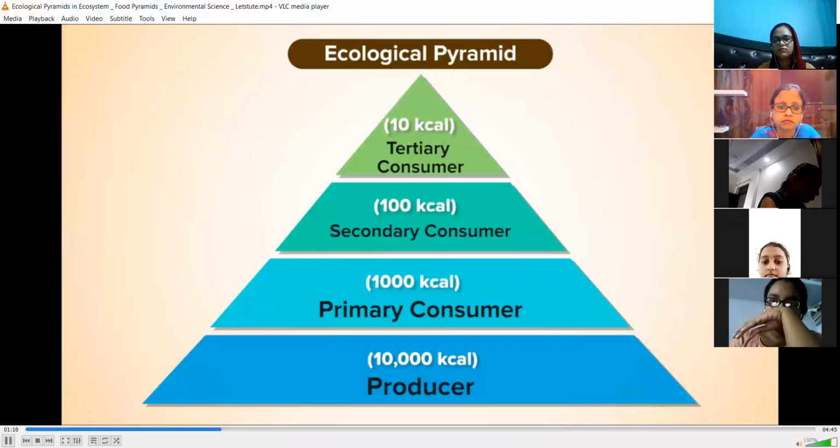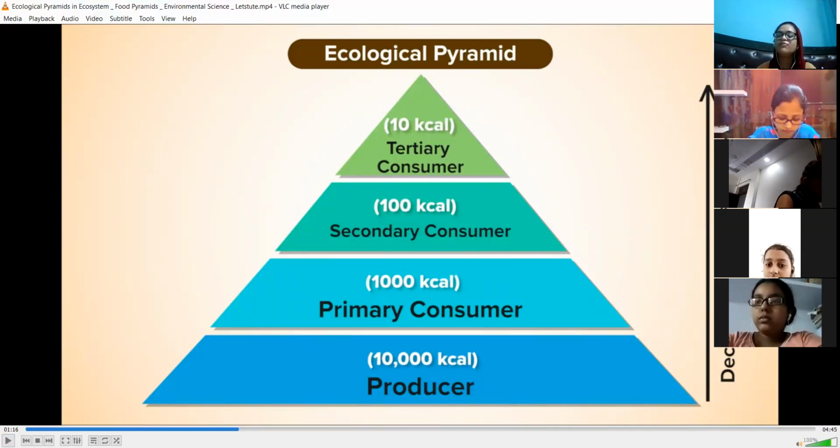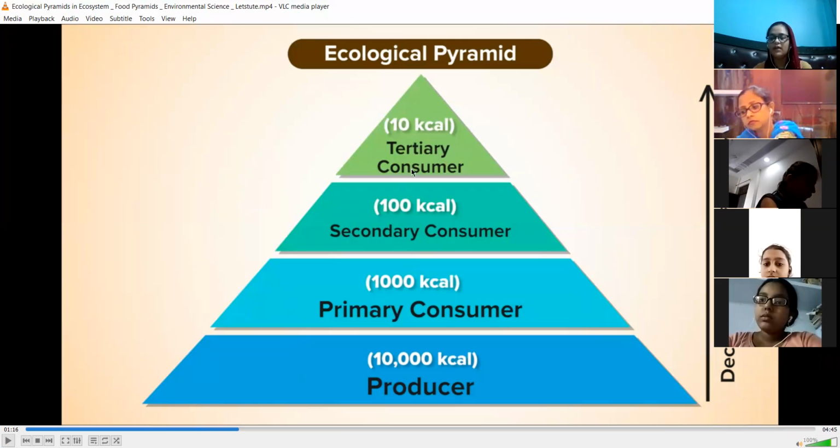Ecological pyramids are of different types. Based on the flow of energy, the ecological pyramid is always upright. So we talked about pyramid of energy. That is, the producers trap the energy of the sun and produce a large amount of energy. Then, as this energy passes up the levels, the amount of energy transferred gets reduced each time. Why? Because some of the energy is lost into the environment every time it is transferred as heat, right? So the amount of energy keeps decreasing as we go up the levels.